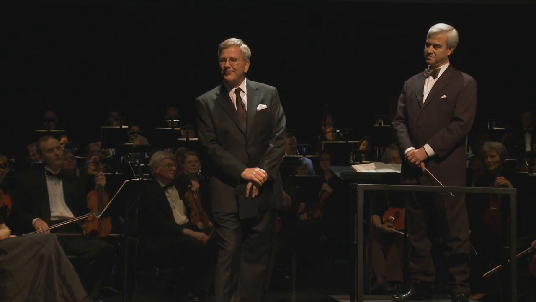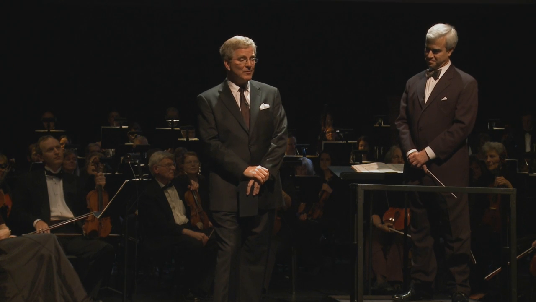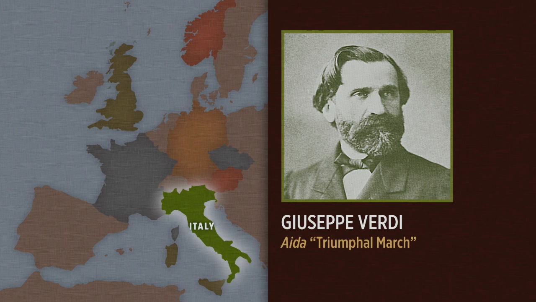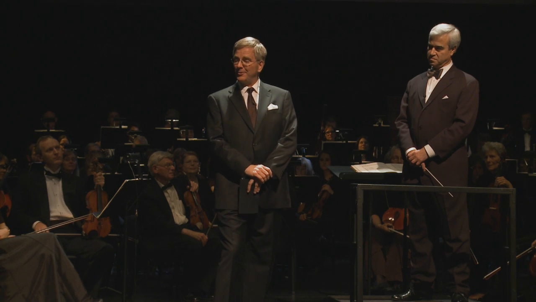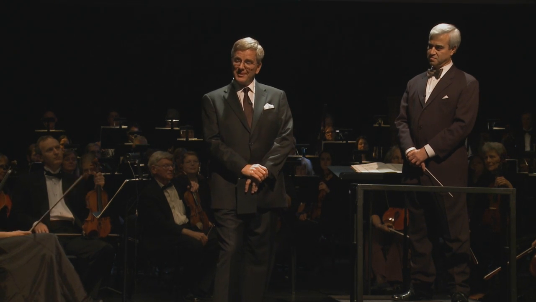This next piece was written in 1871, the same year that Italy was united. It's from the Verdi opera Aida. While it's set in ancient Egypt, when you listen to it, the pharaoh could almost be a stand-in for the triumphant king of a newly united Italy. Up next, from Verdi's Aida, the Triumphal March.